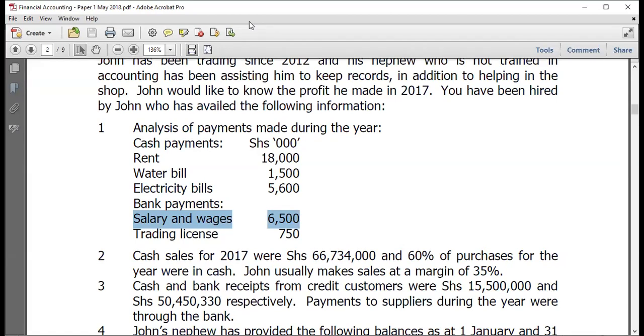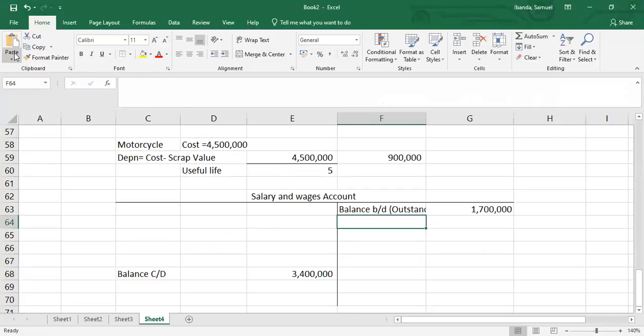I'll come here, salaries and wages, and I'll record this here. Remember, this is a payment. So a payment is credited in the salary and wages account because it reduces the outstanding value. So like we said, what increases salaries is actually the credit, our salaries coming into place.